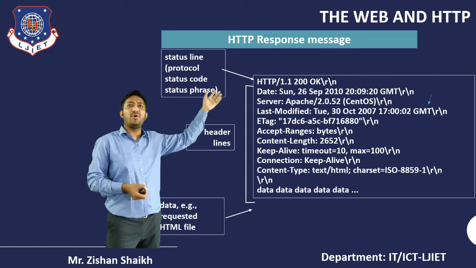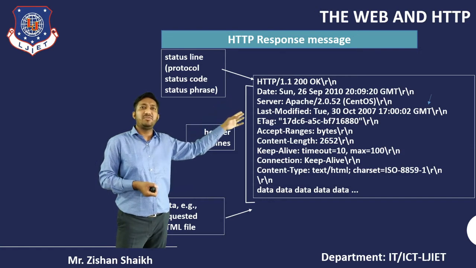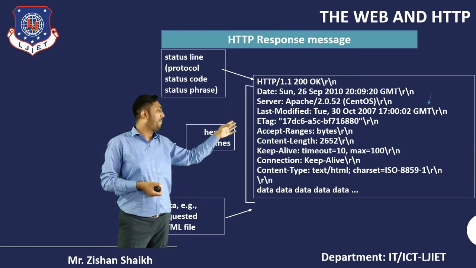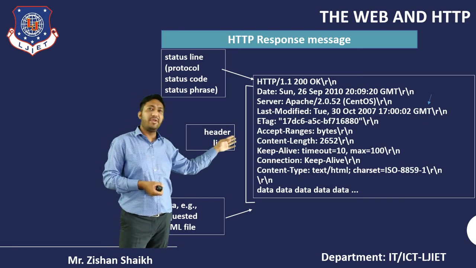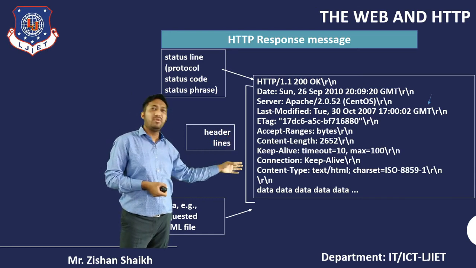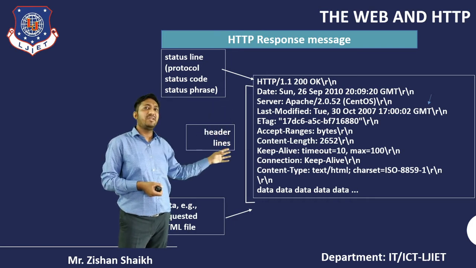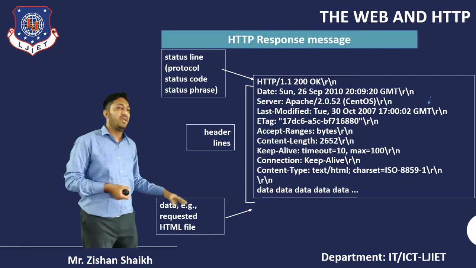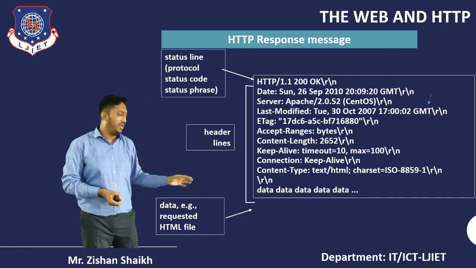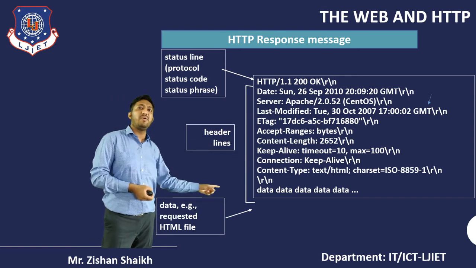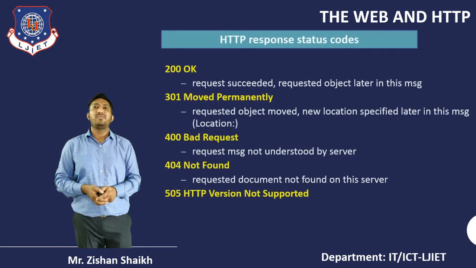Then the other items are part of the header lines. That will be the date, which server is used, when this web page was last updated, which type of encoding is used, keep alive, and which types of content are supported by this web page. This is told by our header lines. In the last part we can see the data. The data and header lines are again separated by a carriage return line. So this is how a response message works.